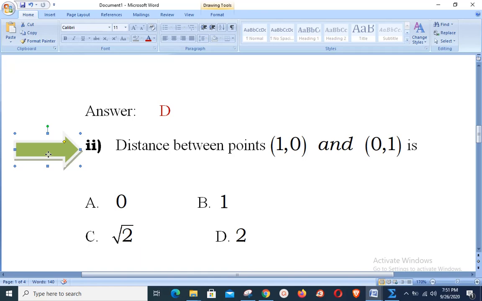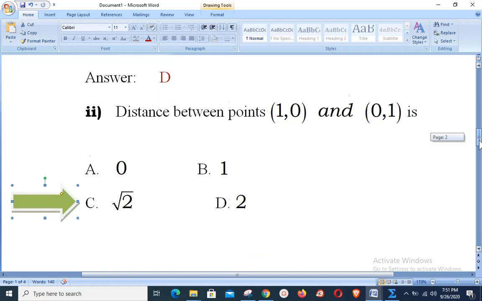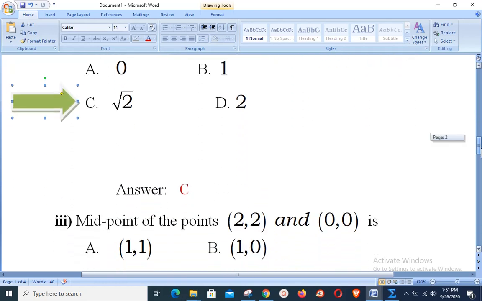Again, in the second objective, the distance formula is to be applied. You are asked to calculate the distance between the points (1, 0) and (0, 1). This time, students, you will have (0 minus 1) whole square plus (1 minus 0) whole square. The situation is again the same: you will have 1 whole square plus 1 whole square whole inside the root, that will be square root 2.